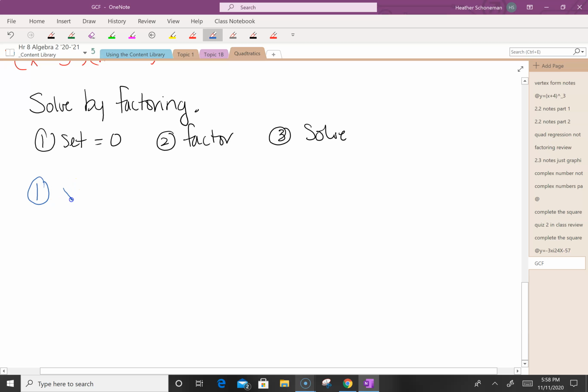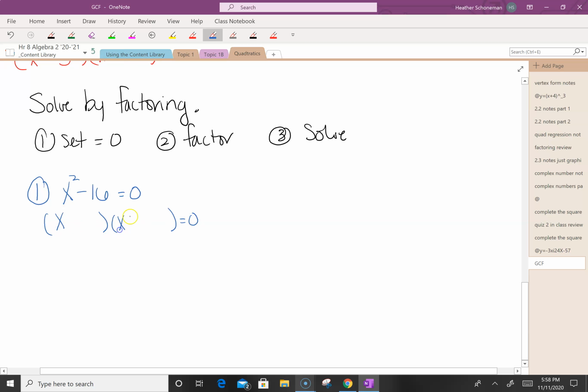Number 1, we have x squared minus 16 equals 0. Well, it is set equal to 0, so that step is done. Now we need to factor it. It's a binomial. It doesn't matter if it's a plus or minus sign. I can take the square root of both, so I can go straight to my 2 parentheses.